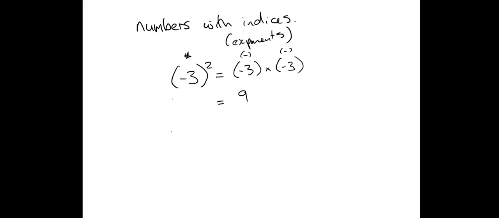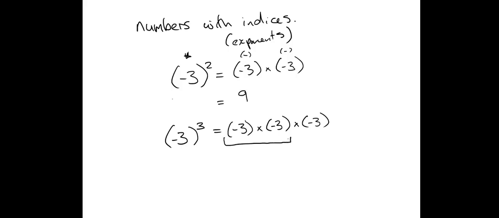Okay, what about this then? Okay, now it's going to be negative 3 multiplied by itself 3 times. So we're going to have negative 3 times negative 3 times negative 3. We already know that this is positive 9. So we're going to multiply that by negative 3. And we're going to get what?